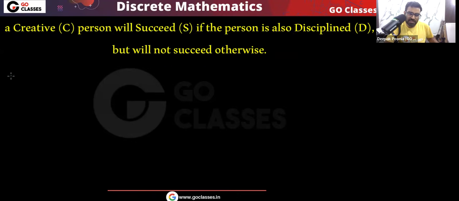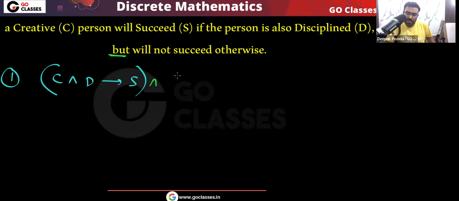Okay, so how can I write it? I can write that if you are creative and you are disciplined, then you will succeed. But, and if you are creative, because I'm only talking about creative people, but you are not disciplined, if you are creative and not disciplined, then you will not succeed. So this is how I can write it.